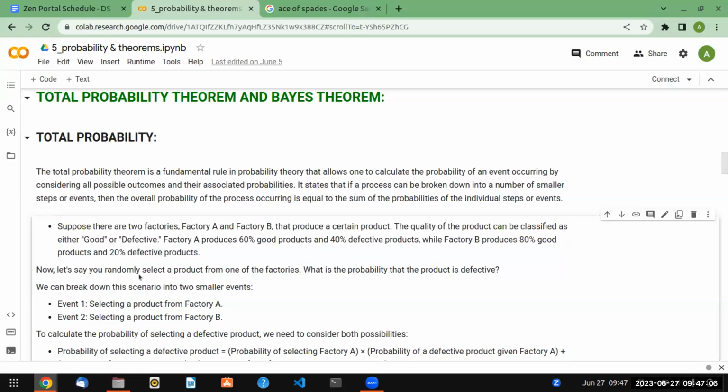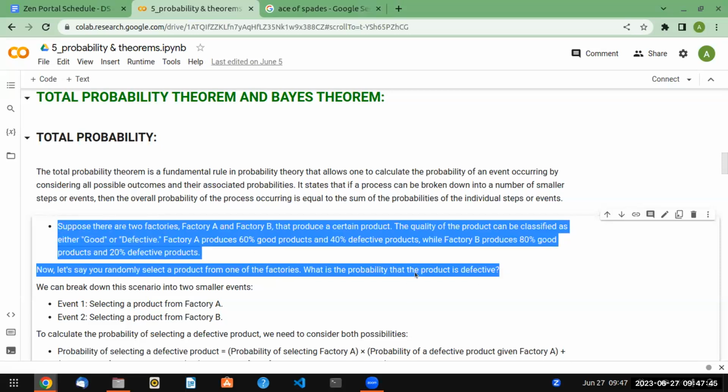Now let's say you randomly select a product from one of the factories. You randomly choose any factory and you draw one product. What is the probability that the product is going to be defective? This is your question, and we are going to solve this using the total probability theorem. It is saying to break the event into smaller steps or events, then calculate their overall probability by summing them up. Before we jump into the explanation, can you please go through this question and try to understand what data is given and what you are going to solve?